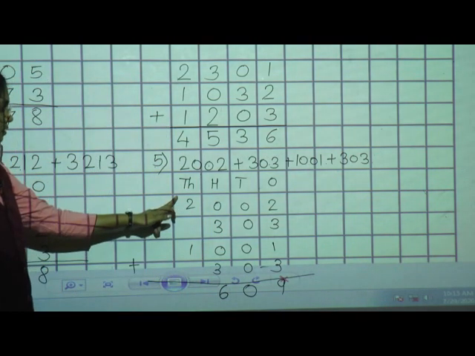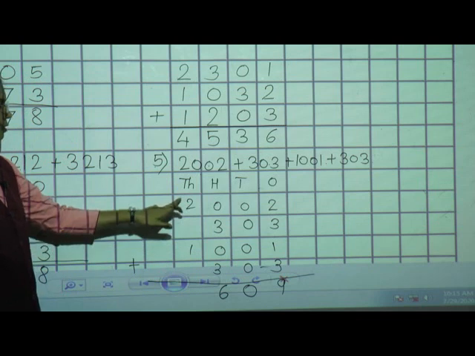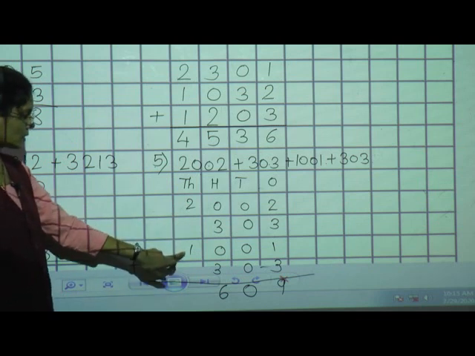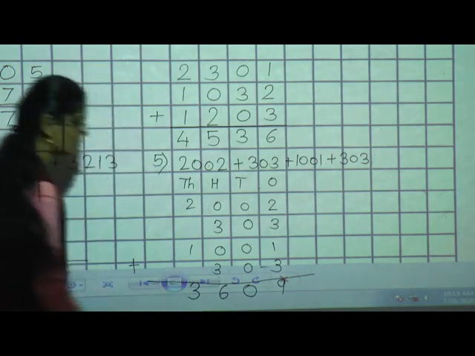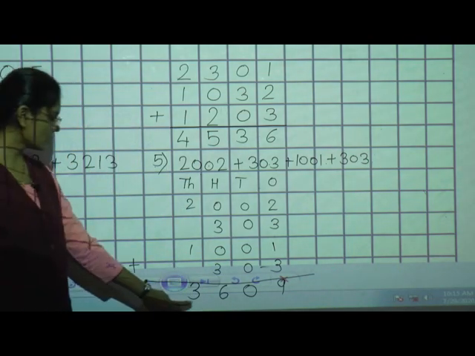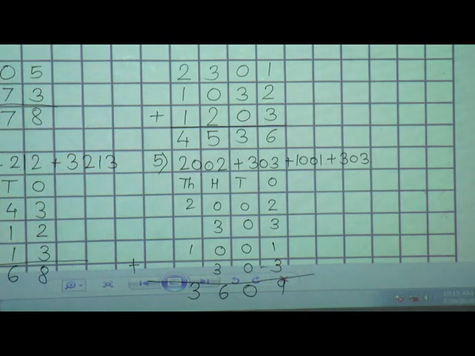And the thousands place, here 2000 plus 0. 2 plus 0, 2. 2 plus 1, 3. So 3000. So what will be the answer? The answer is 3609. Okay. Then see the next example. The next example, sixth one we will take.